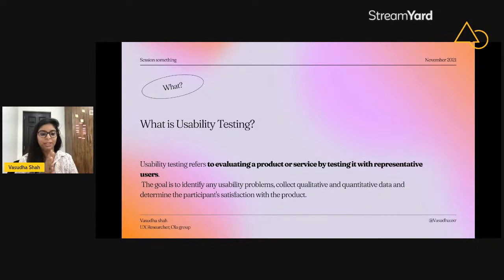Cool. So, what is usability testing? It basically refers to evaluating a product or service by testing it with representative users. You do your routine stuff in UX research, which is for another session, but this comes after you've made the user criteria and screened your participants, so you have the target audience, your representative users, that you want to evaluate your product or service with. The goal is to identify any usability problems, maybe by collecting qualitative or quantitative usability testing data, and determining the participant satisfaction with the product.